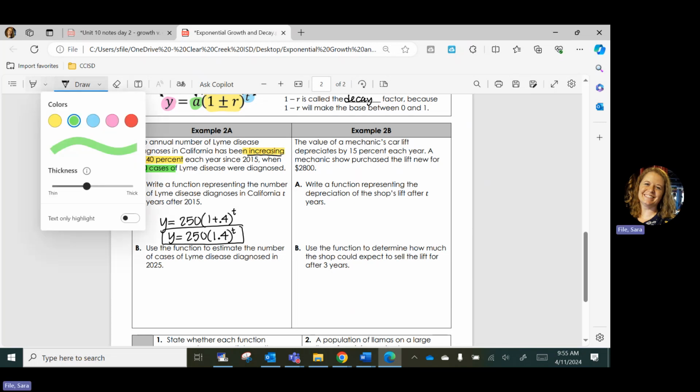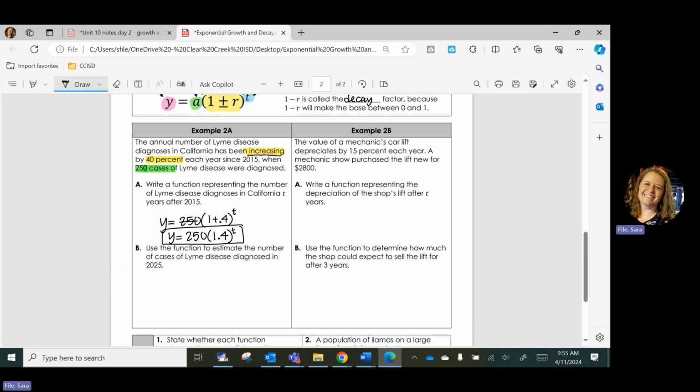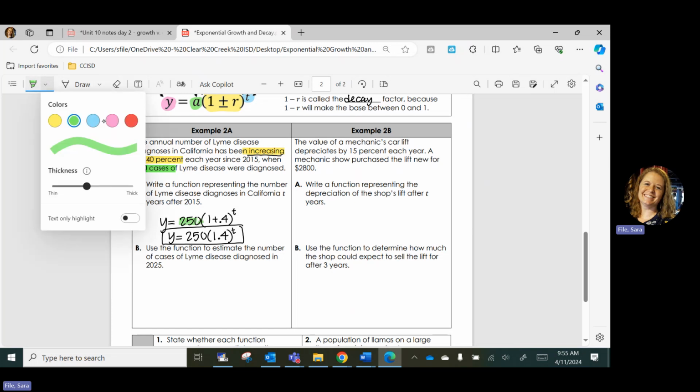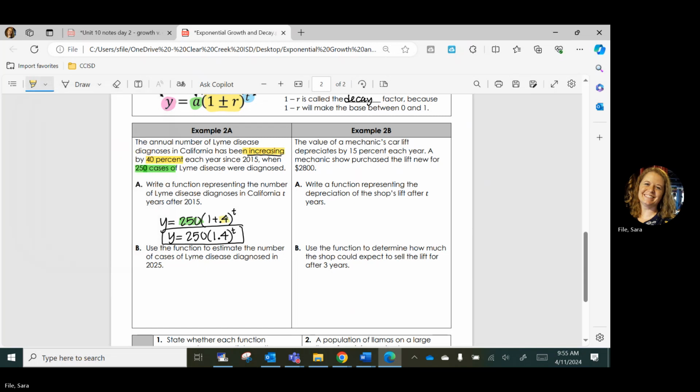I'll highlight, color code here where I plugged everything. Oops. It's supposed to be highlight, not mark out. So there was my initial amount. There was my growth rate. And then I just simplified, and that was it.